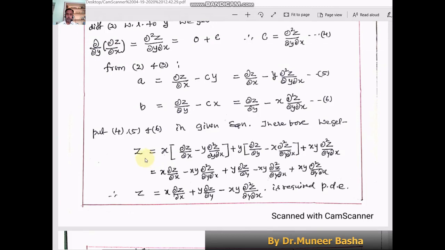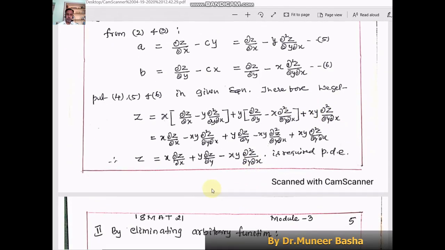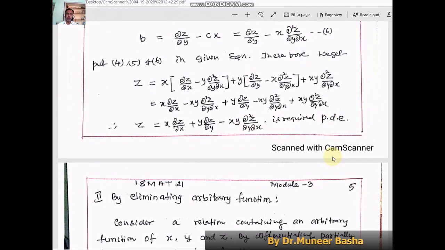Therefore we will find z equals x into dou z by dou x minus y dou square z by dou y dou x, plus y into dou z by dou y minus x into dou square z by dou y dou x, plus xy dou square z by dou y dou x. On simplifying, we will find that z is equal to x dou z by dou x plus y dou z by dou y minus xy dou square z by dou y dou x. So this equation does not contain any constants a, b, c. So therefore this is concluded as the required partial differential equation.